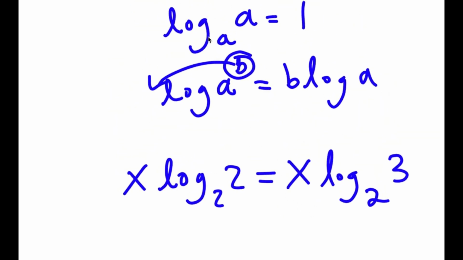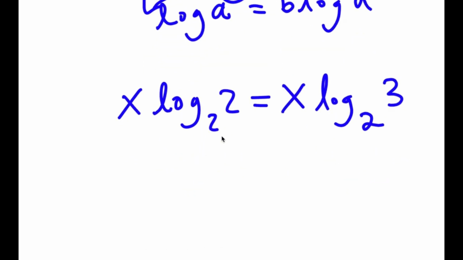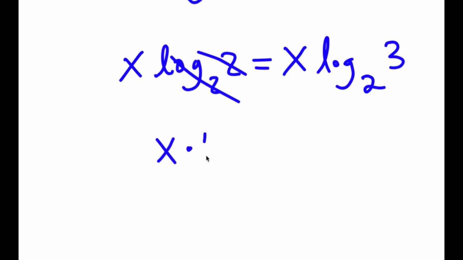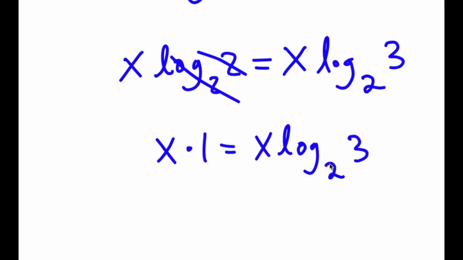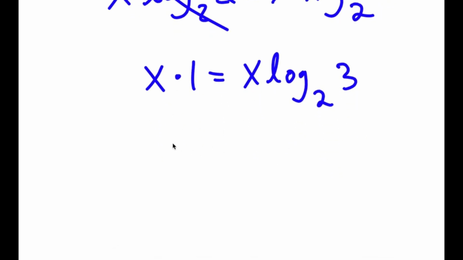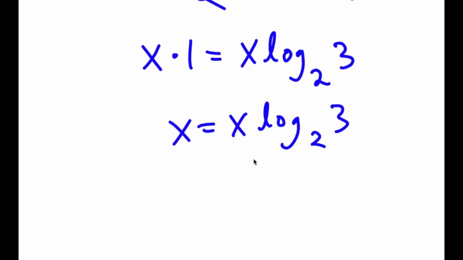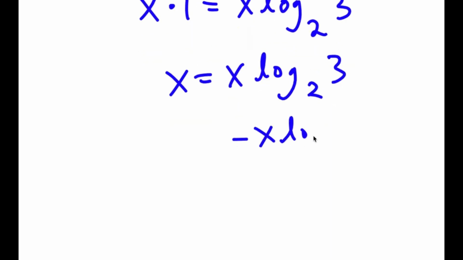Now remember, if I have something in the form log base a of a, this is equal to 1. So log base 2 of 2, these two cancel out, so I'm simply left with x times 1 is equal to x times log base 2 of 3. And x times 1 is simply x, so I get x is equal to x times log base 2 of 3. Now, I'm going to subtract both sides by x log base 2 of 3.